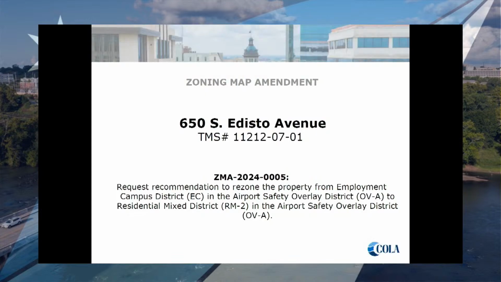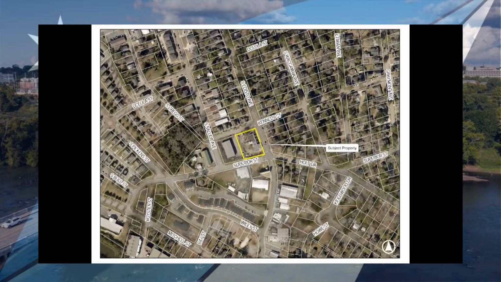So the first case on the regular agenda is a zoning map amendment. This is ZMA-2024-0005 at 650 South Edisto Avenue. Request recommendation to rezone the property from Employment Campus District in the Airport Safety Overlay District to Residential Mixed District, RM2, in the Airport Safety Overlay District. You can see the property there on the corner of Superior and South Edisto.